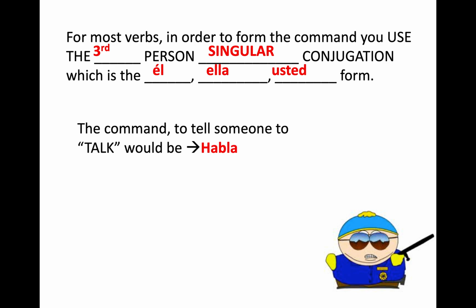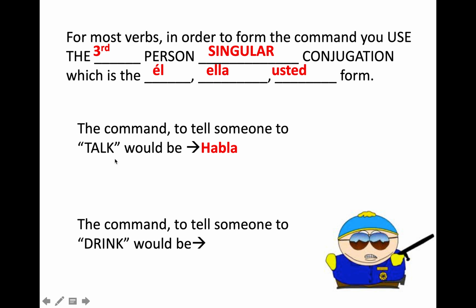All right? So the command form to tell someone talk, if we want to say talk or speak, is habla, like we'd say habla en español, speak Spanish. The command form to tell someone to drink would be toma or bebe. The él, ella form is toma, but if we looked at someone and said, toma tu leche, that would mean drink your milk.